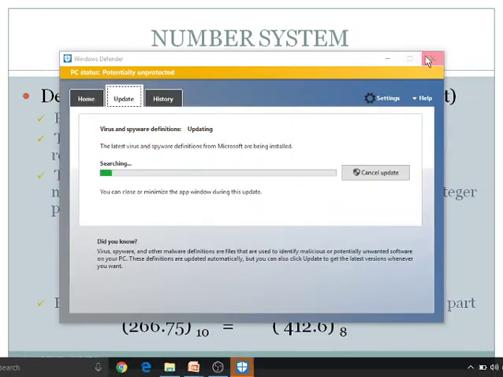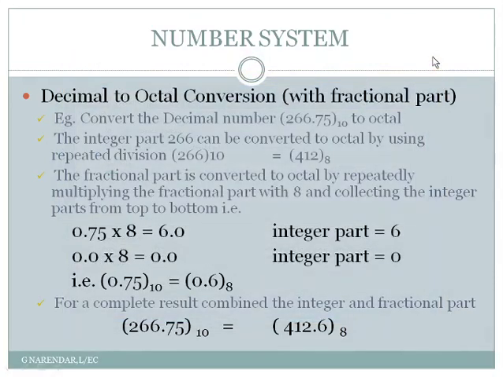So I think you have understood this. A very easy procedure, but you have to be careful when you are collecting the integers and remainders. You have to be careful about the order in which you collect the integers and remainders. So this completes conversion of a decimal number to octal.